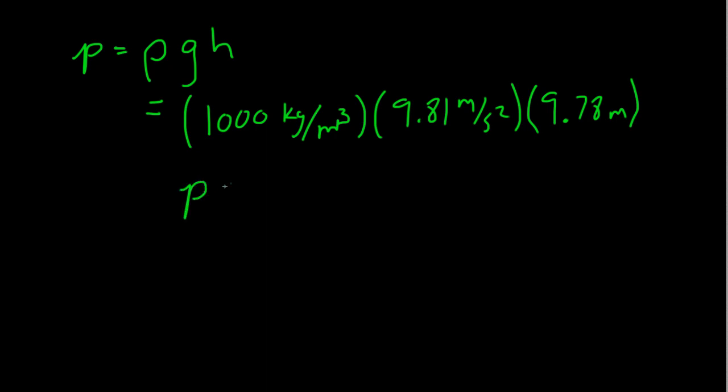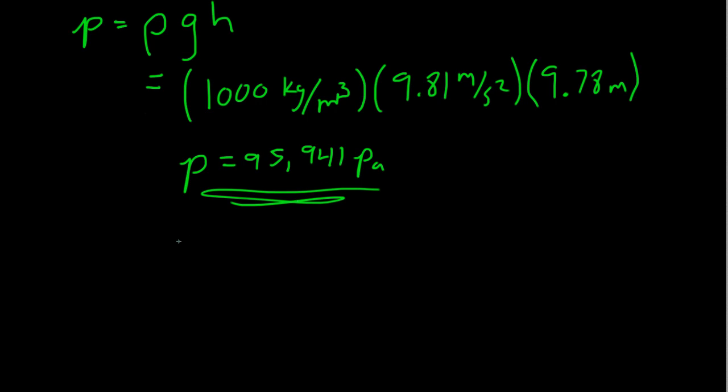This results in 95,941 pascals. The standard atmosphere is 101,325 Pa. Let's compute the error percentage.